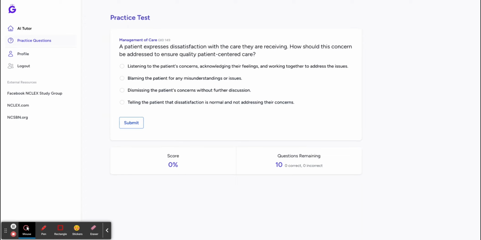First up, a patient expresses dissatisfaction with the care they are receiving. How should this concern be addressed to ensure quality patient-centered care? Is it A, listening to the patient's concerns, acknowledging their feelings, and working together to address the issues? B, blaming the patient for any misunderstandings or issues? C, dismissing the patient's concerns without further discussion? D, telling the patient that dissatisfaction is normal and not addressing their concerns? What do you think is the correct answer?